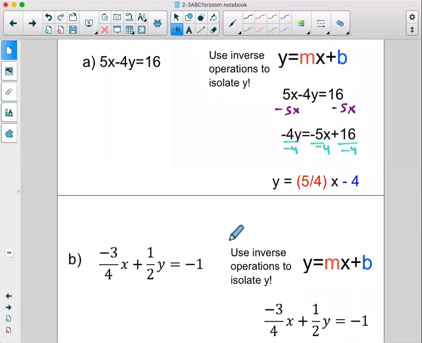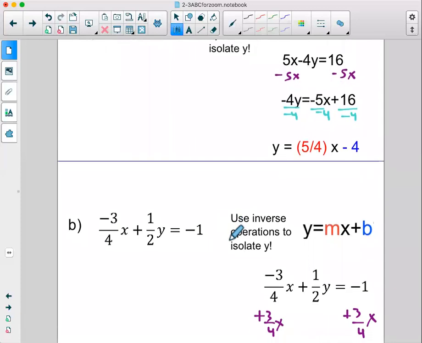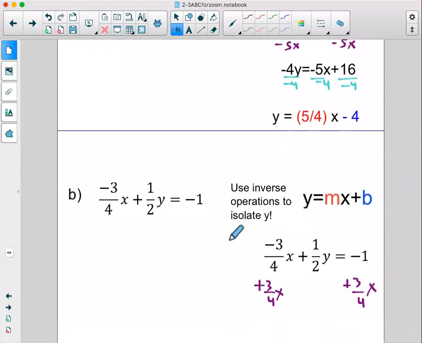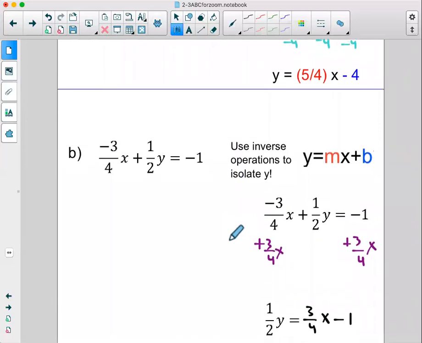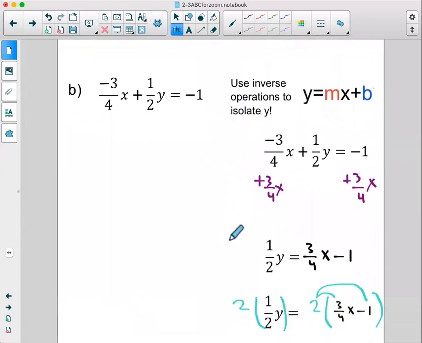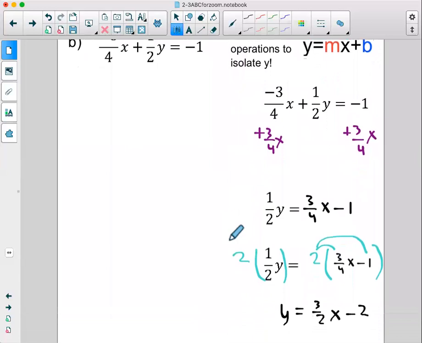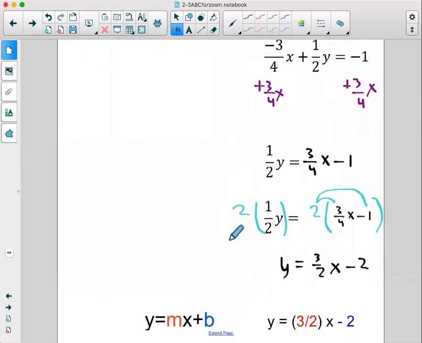First, I will add 3/4 x to both sides, and then I will multiply both sides by 2. And now I can see very clearly that my slope is 3 over 2, and my b value is -2. My y-intercept is 0, -2.